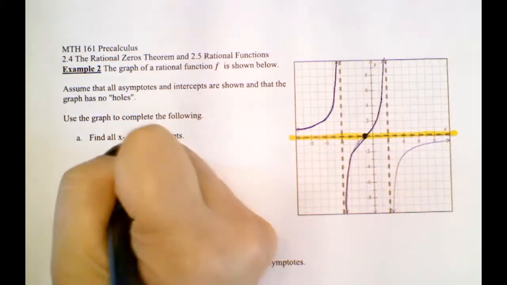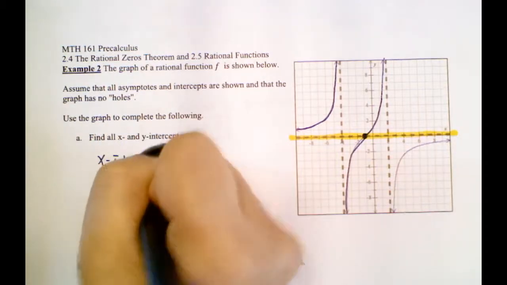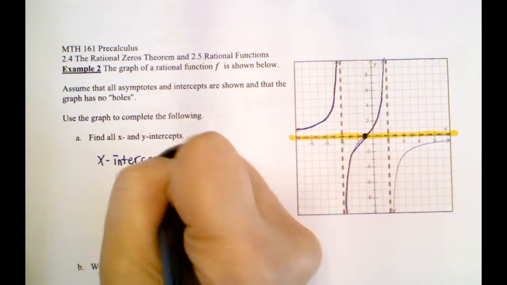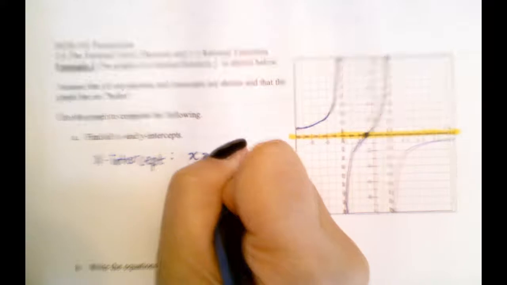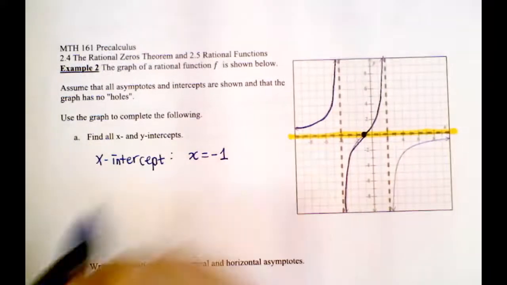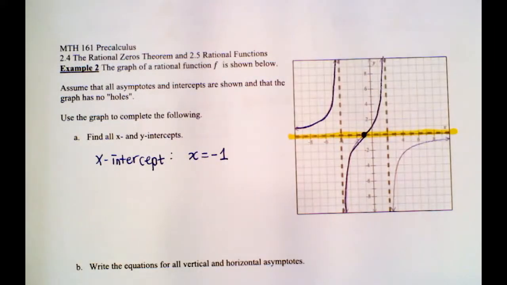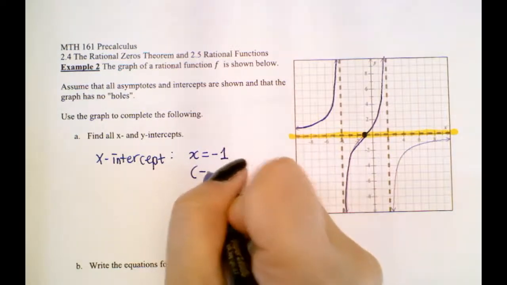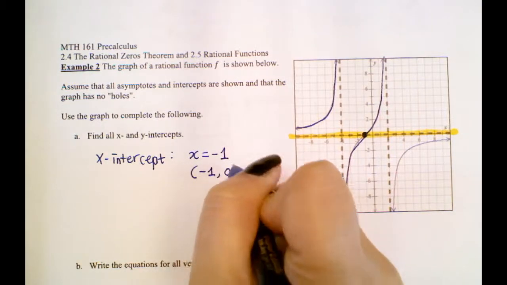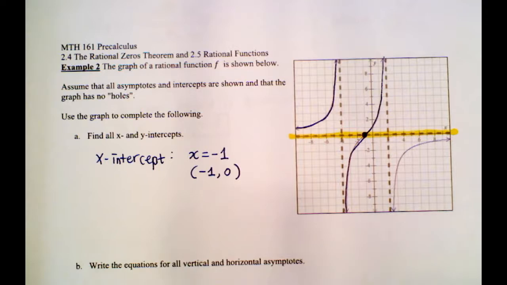Let's write it down. The x-intercept is at x equals -1. I can't remember if they wanted you to do an ordered pair or just an x value. So if you want to give them an ordered pair, it's (-1, 0). All right, let's find the y-intercept.